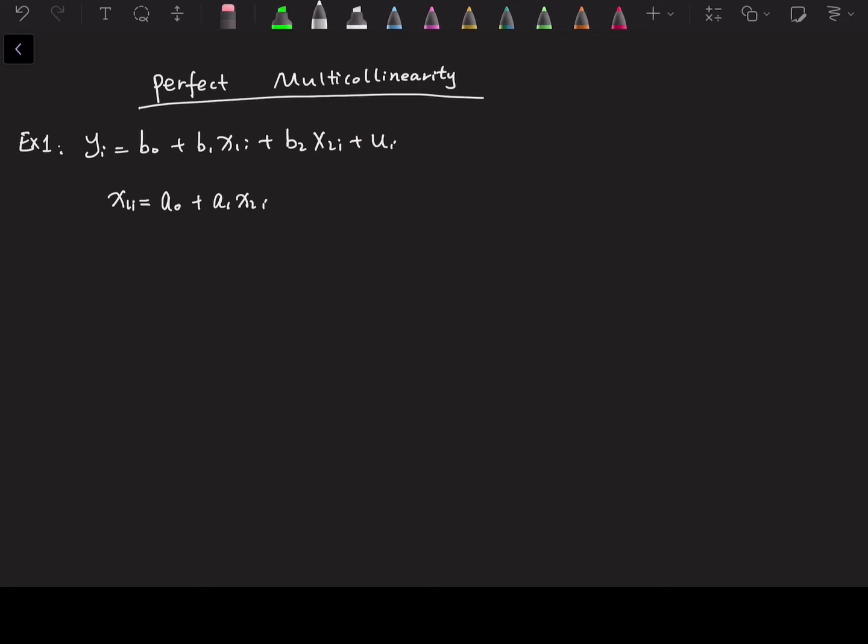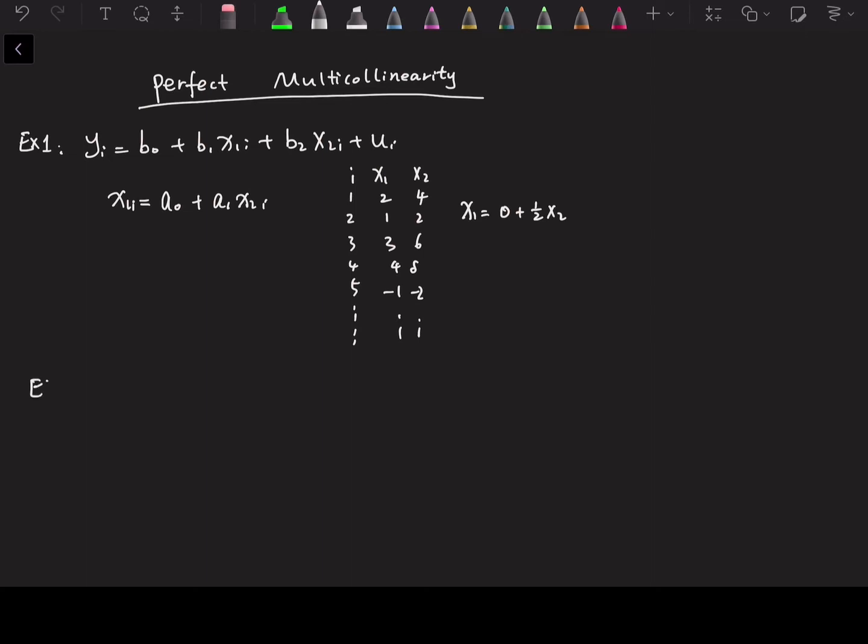For example, you have this regression. If you have this data, i equals 1, 2, 3, 4, 5, and x1, x2 maybe are 2, 4, 1, 2, 3, 6, 4, 8, -1, -2. x1 and x2 are perfectly linear. You see, x1 is just a half of x2, or x2 equals 2 times x1. In this case, x1 equals 0 plus a half times x2. So x1 and x2 are perfectly linear.